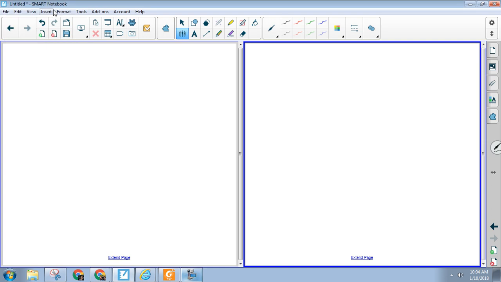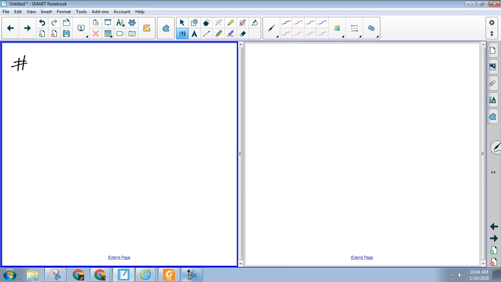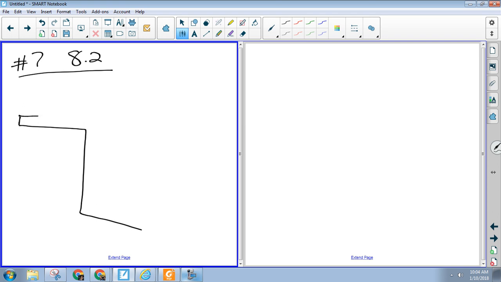All right, so I really like number 7 on section 8.2, you guys, because it hits a lot of concepts with very little math. Very little calculating. So here's the deal. In number 7, you've got this little spring-loaded gun. It's going to shoot a marble off the table.